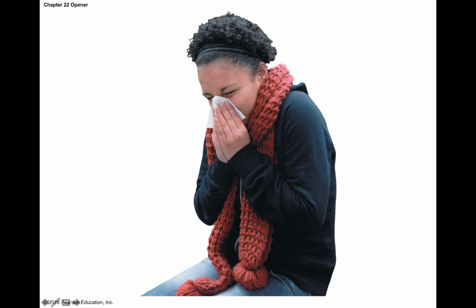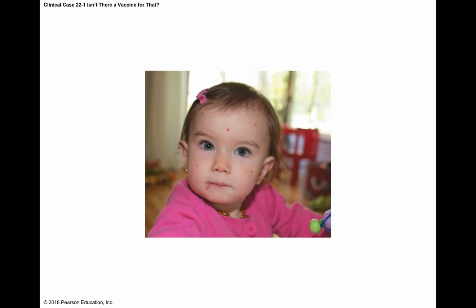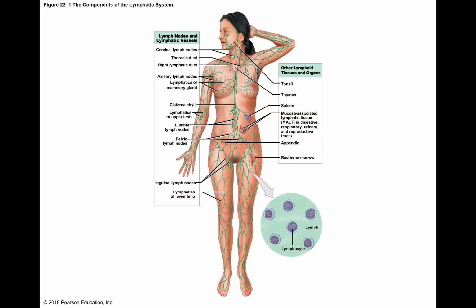So, chapter 22 is talking about the lymphatic system. The lymphatic system basically has two functions. First of all, it is going to return any extra fluid in your interstitial spaces, and it's going to return it back to your veins.